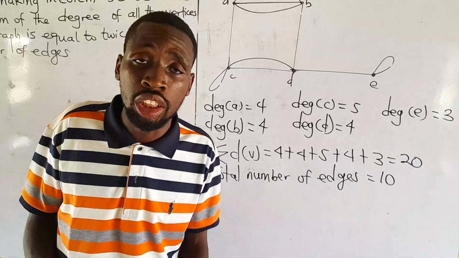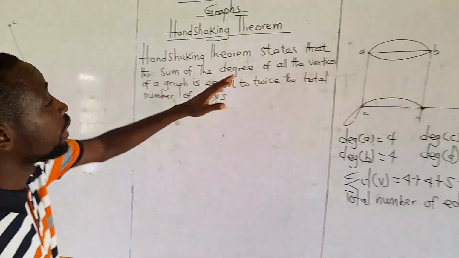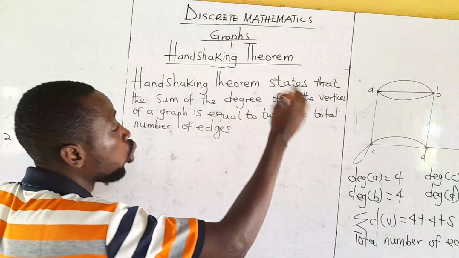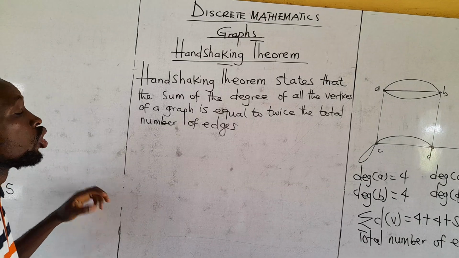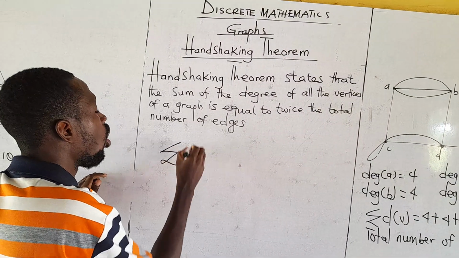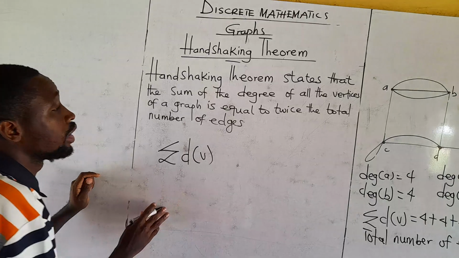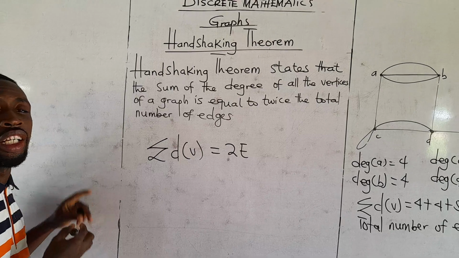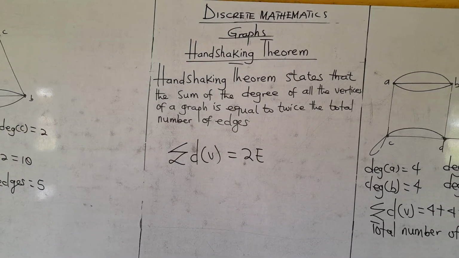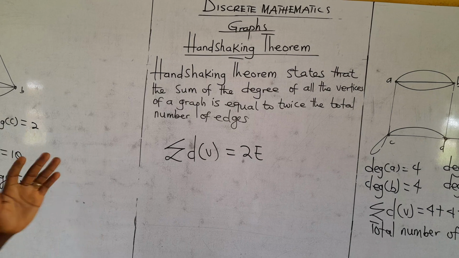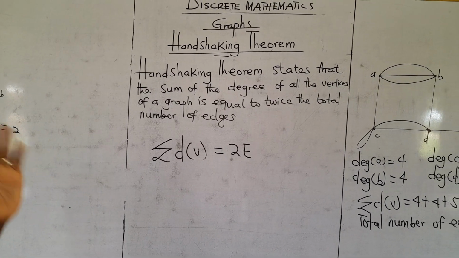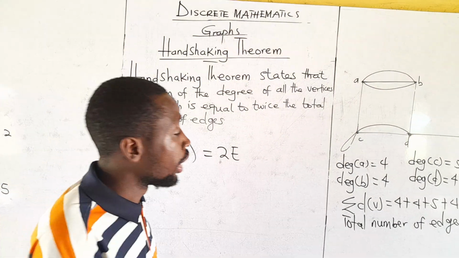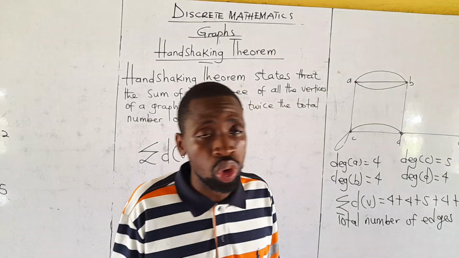So that's all the handshaking theorem says. The handshaking theorem states that the sum of the degrees of all the vertices of a graph is equal to twice the total number of edges. I hope you get that. That's what the handshaking theorem says. And we have looked at the proof of it in the two graphs that we talked about.